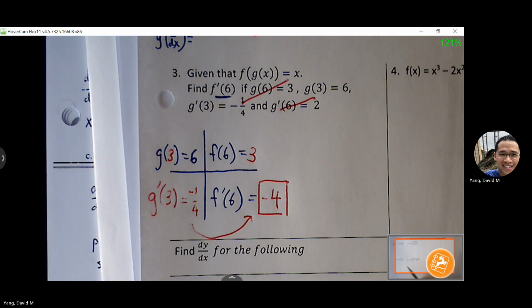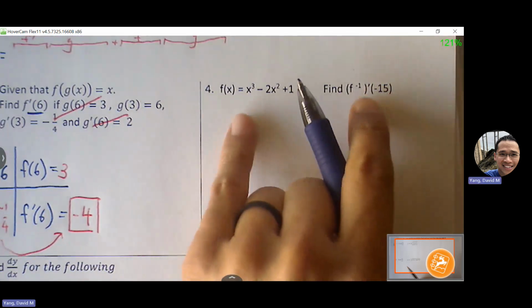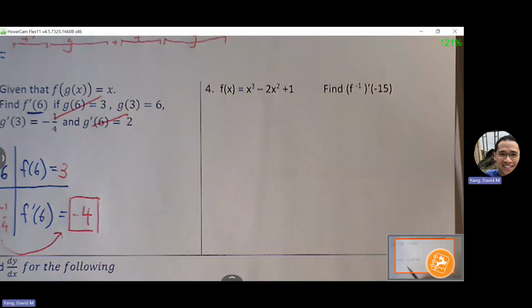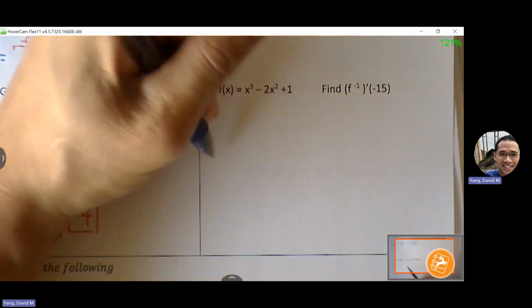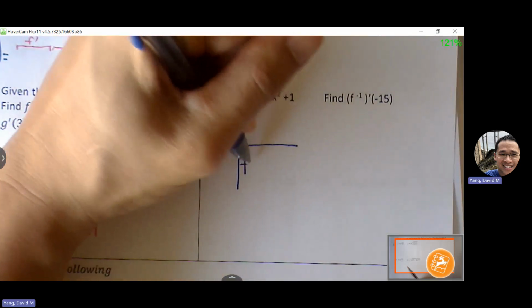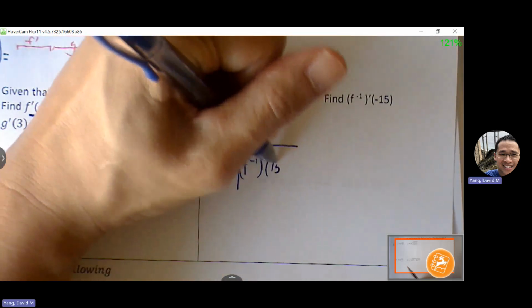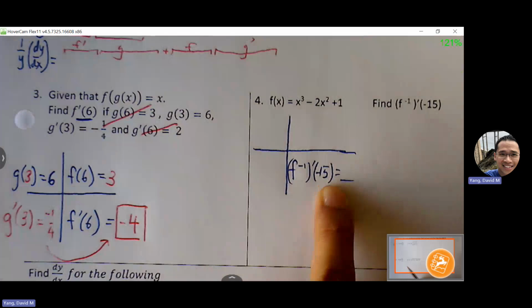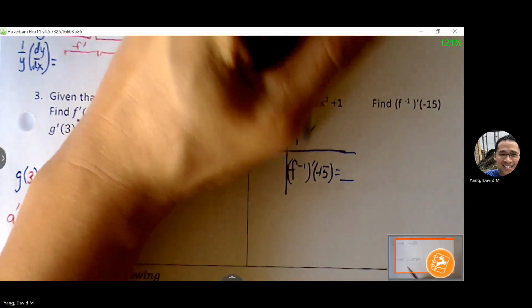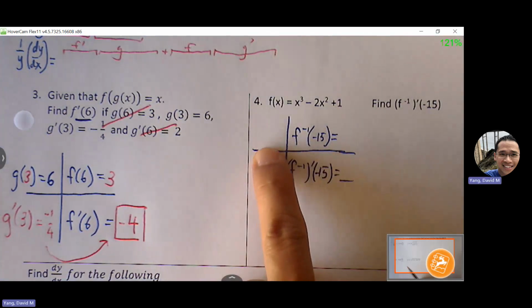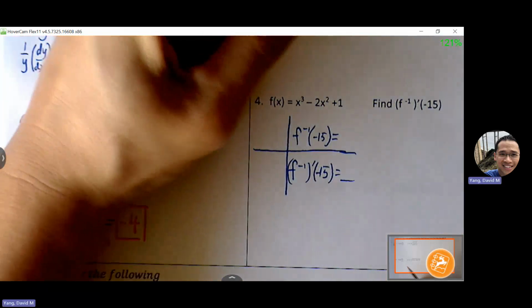Okay, number 4. Okay, same idea here. We know that if f and f inverse are inverses of each other, their ordered pairs will be flip-flopped. So here I'm going to find the derivative of f inverse at negative 15, sorry. So I know negative 15 is the x value of my inverse function, which must mean that negative 15 is the what of my f function? The y.